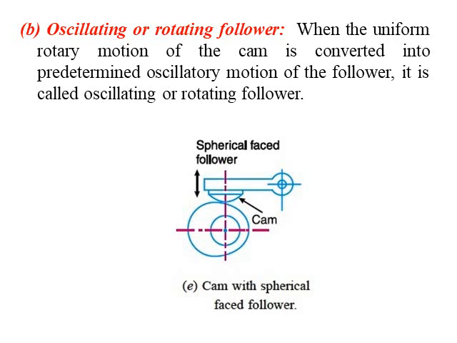Next type we have the oscillating or rotating follower. Now, when the cam is rotating uniformly, and that uniform rotation of the cam is converted to an oscillating motion of the follower, it is called an oscillating or rotating follower. As in the sketch, the cam will be rotating, but the motion followed by the follower is oscillating. Hence, it is called an oscillating or rotating follower.